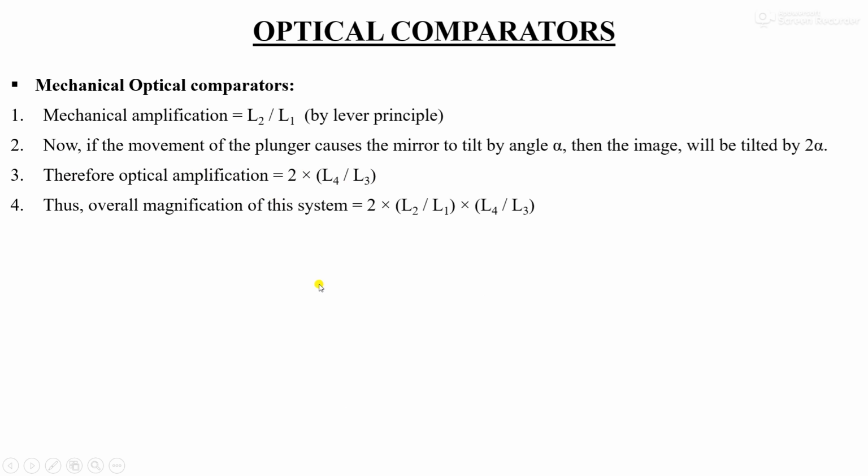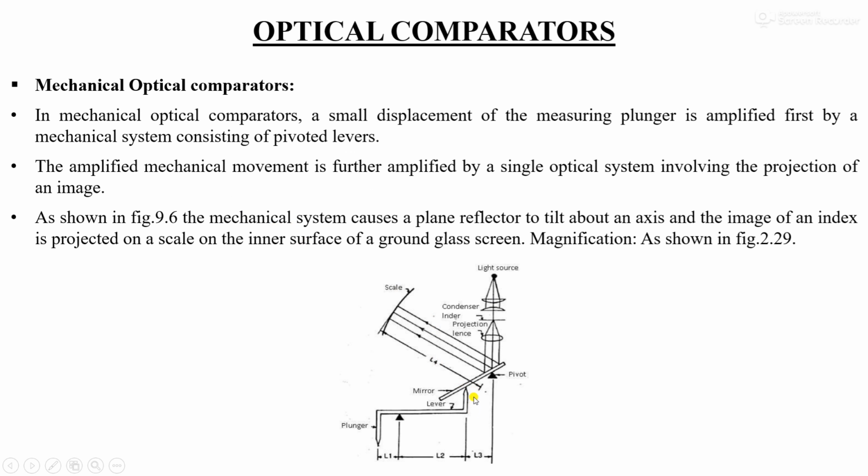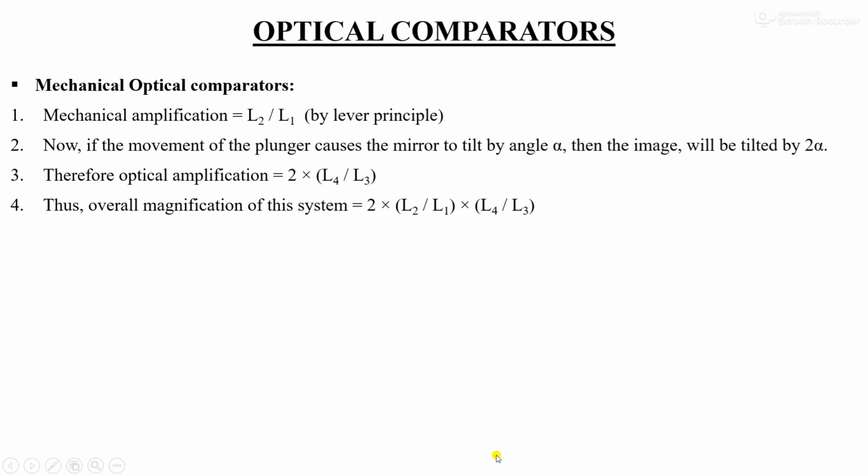we had seen earlier that if the mirror is tilted by alpha, then the image will be tilted by an angle of 2 alpha. So the optical amplification is 2 L4 by L3. Overall, if we want to see the optical magnification, it will be 2 into L4 divided by L3. And this is the mechanical amplification. The optical amplification is given by 2 into L4 by L3.